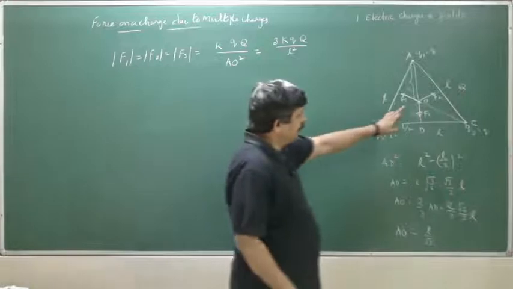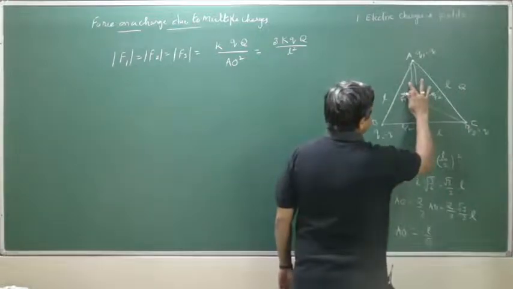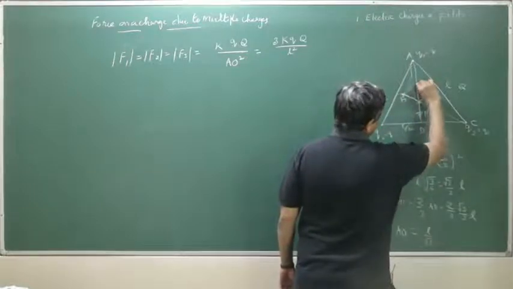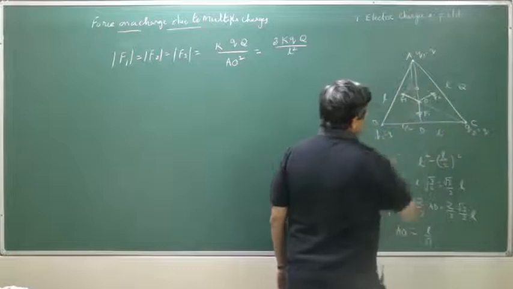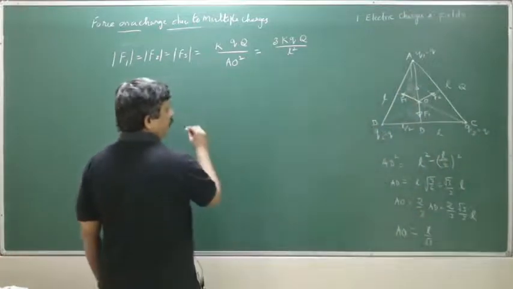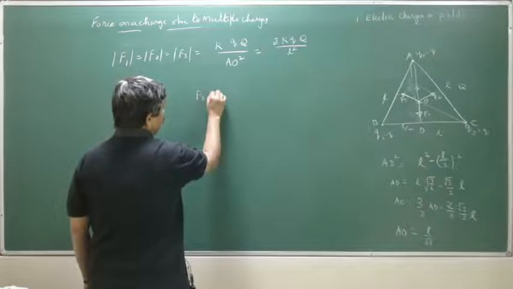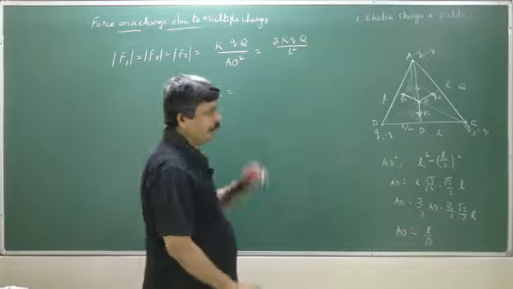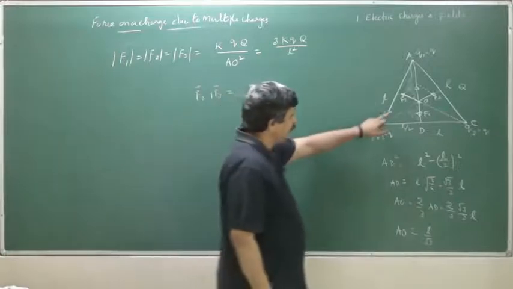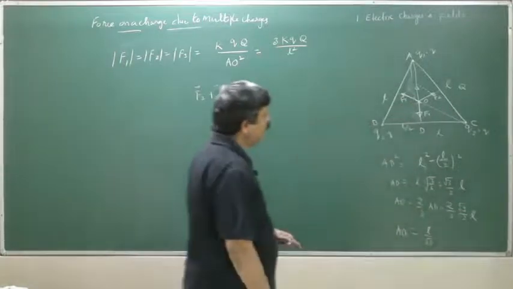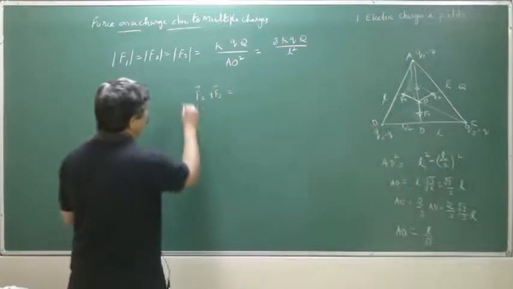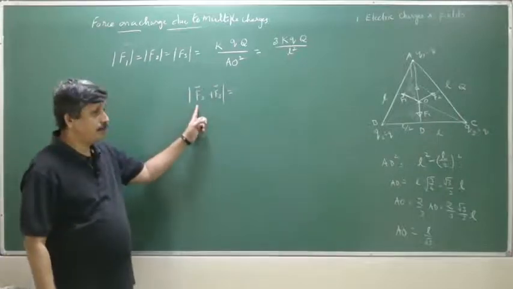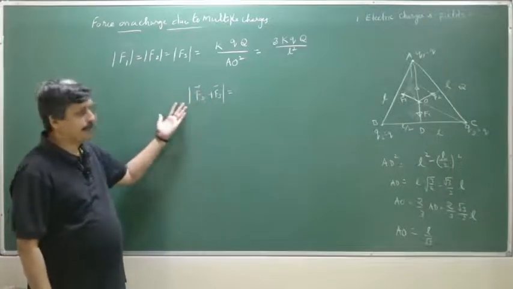Look at this. If you create a parallelogram here and do this, this is what I will call F2 plus F3. F2 plus F3 is equal to what? Let's calculate. We want to calculate the magnitude of F2 plus F3. We are going to do the vector sum of F2 and F3 and then calculate the magnitude of that.